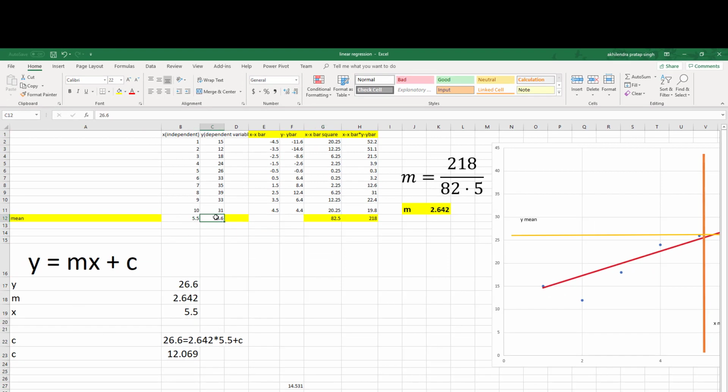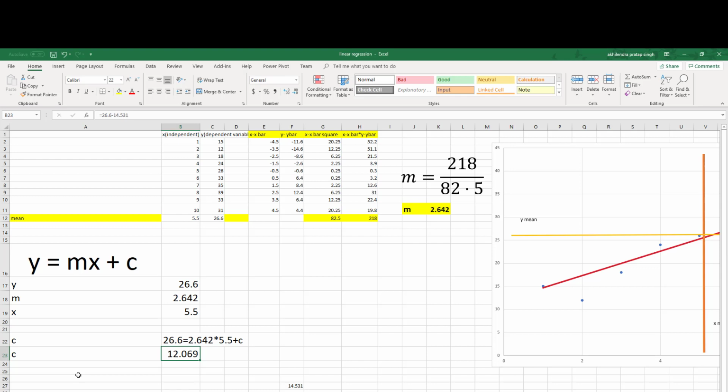Y is y mean. So y equal to mx plus c means y equal to 26.6 and x is 5.5. So we are going to use these two here: y equal to 26.6, x equal to 5.5. We have calculated m from here. So we will put these three values in this equation, solve it like this, and then we get the value of c, which is 12.069. So that's how we solve the formula for linear regression.